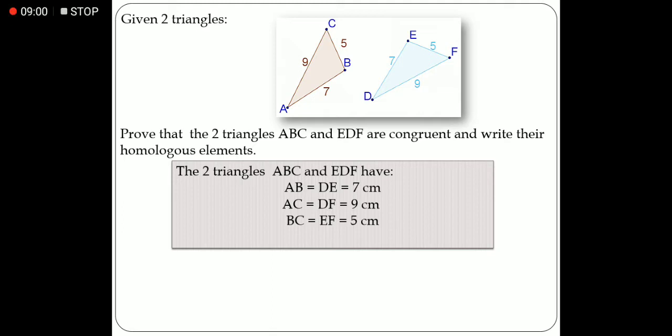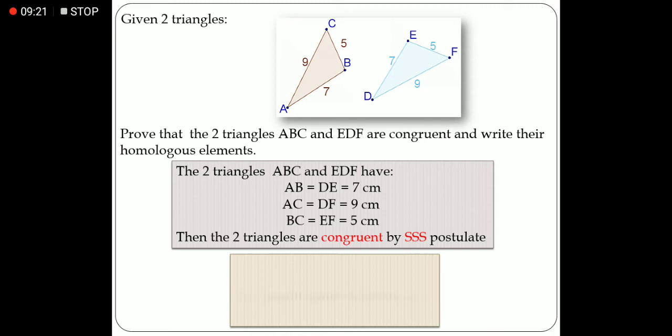Here I proved three elements that are equal on both triangles. Then I'm talking about congruent triangles. Definitely the other elements are equal to each other, and that's what I call homologous elements. Here I have to mention which postulate I used to prove. I used side, side, side to prove that they are congruent.